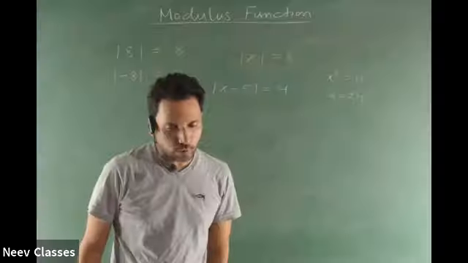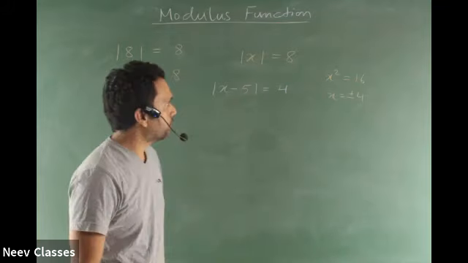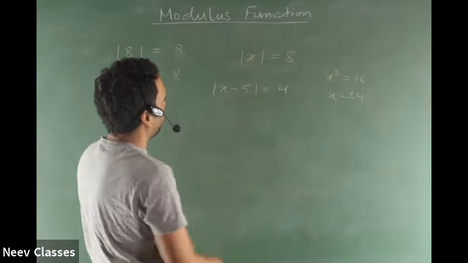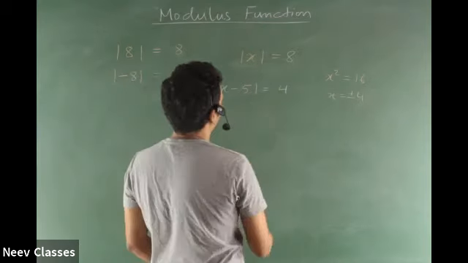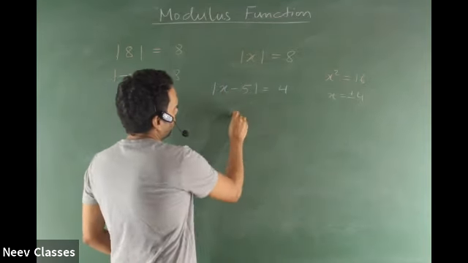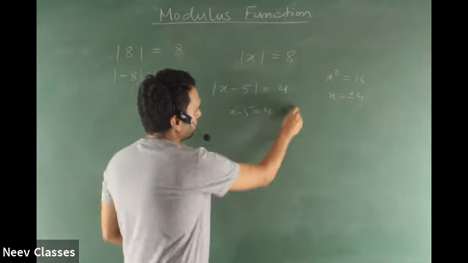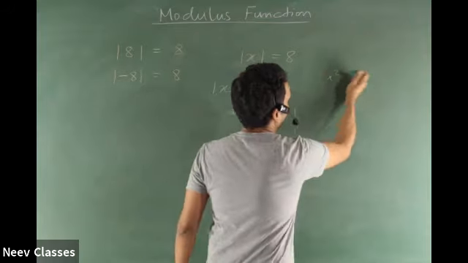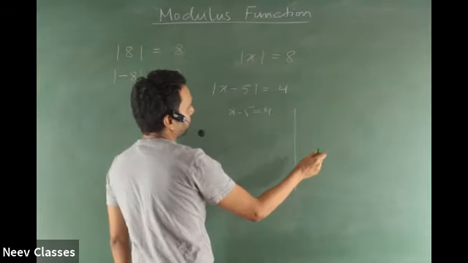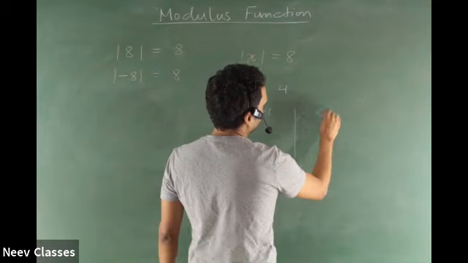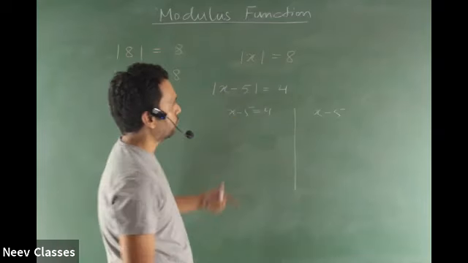It has got two values for sure, right? Because how will you read it? Mod of something is 4. That something can be 4, so mod of 4 is 4. Or that something can be, there's a big or in between, minus 4. Mod of something is 4, this something can be minus 4, whatever it gives.